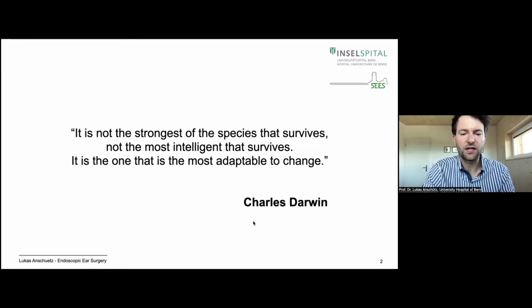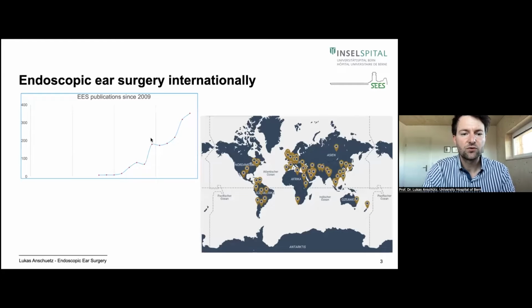If we look on the international level, we can see that since 2009, we have a lot of publications for endoscopic ear surgery that were done every year, and the interest is still growing every year since then. And if we have a look on the map, these are the centers where endoscopic ear surgery is performed. You can see that all over the world we have some centers, and these are surgeons who are members of the International Working Group on Endoscopic Ear Surgery, and I think we have quite a nice representation today.